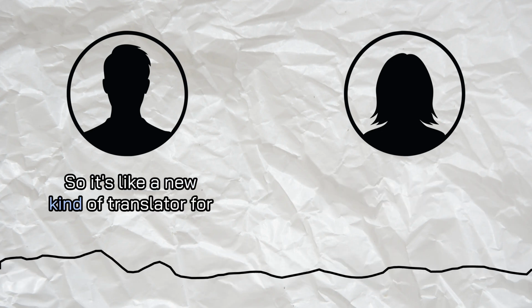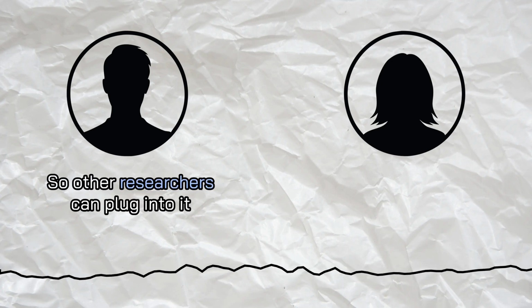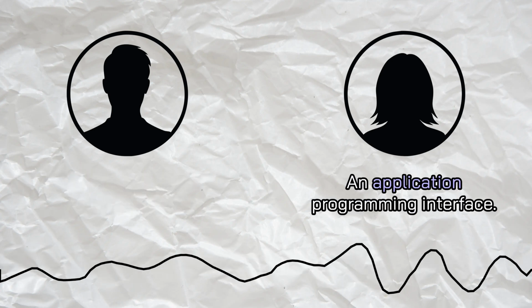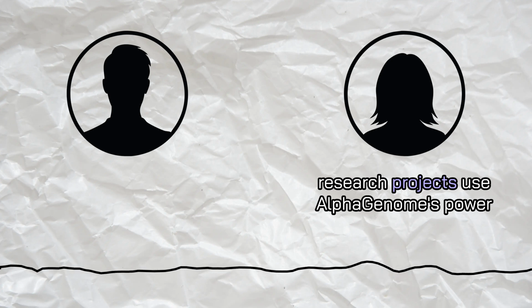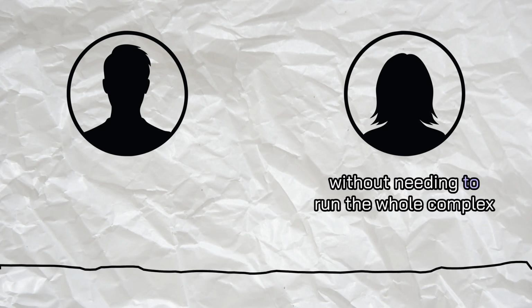So it's like a new kind of translator for that coded manual. Kind of, yeah. A very powerful one. And DeepMind has already put it out there in preview through an API, so other researchers can plug into it. Exactly, an application programming interface. It lets other non-commercial research projects use AlphaGenome's power without needing to run the whole complex model themselves. They are planning a full model release down the line, too.